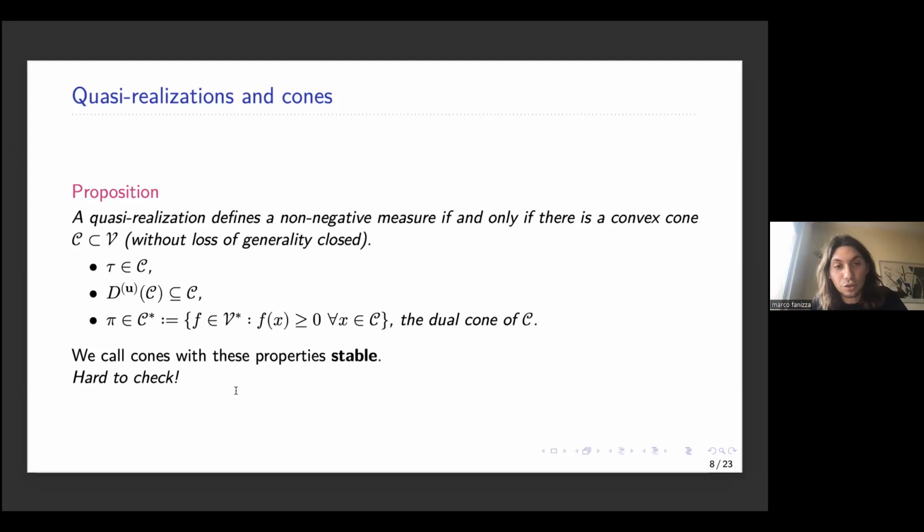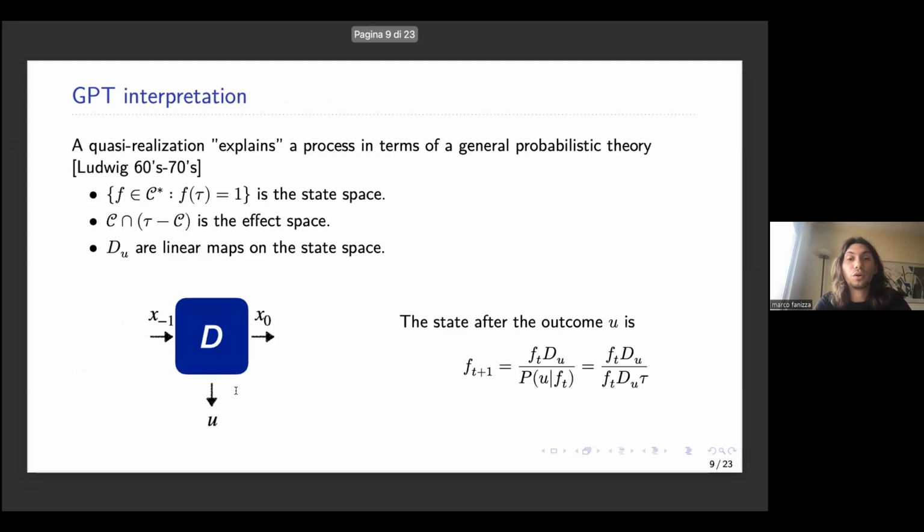And in fact, it's hard to check, given a candidate quasi-realization, if this cone exists; it's in fact undecidable. Nevertheless, if you know that such a cone exists, then you can have an interpretation in the context of general probabilistic theory. Here, you would need a cone and a dual of this cone to define a state space. In this case, the state space are the elements of the dual cone, which are normalized through the unit tau. And we also need to define an effect space that gives actual probabilities, so between 0 and 1. And you can do it if you have a stable cone.